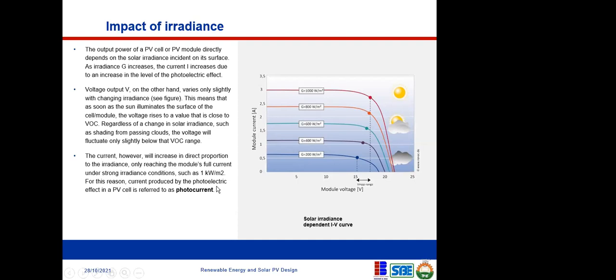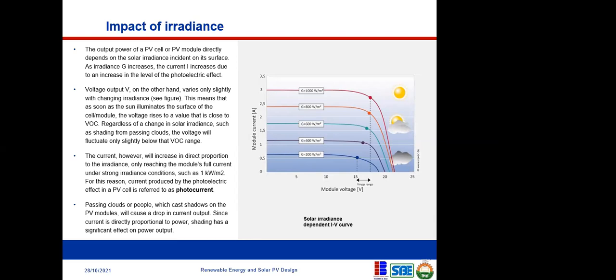Okay, so for this reason, current produced by the photovoltaic effect in a PV cell is referred to as photocurrent. Of course, you know that with the increasing sun, the current increases. So that's just the combination of the name, the current and the sun, which is the photo. Now, passing clouds or people which cast shadow on the PV modules will cause a drop in current output.